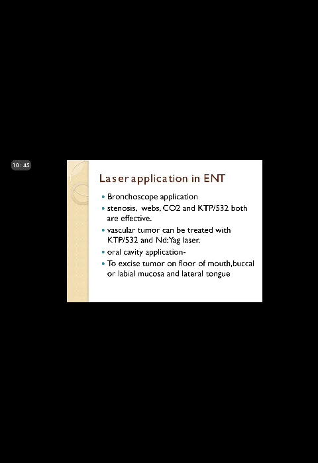Oral cavity. In oral cavity, it's used to excise tumor on the floor of mouth, buccal cavity, or the labial mucosa, lateral part of the tongue.